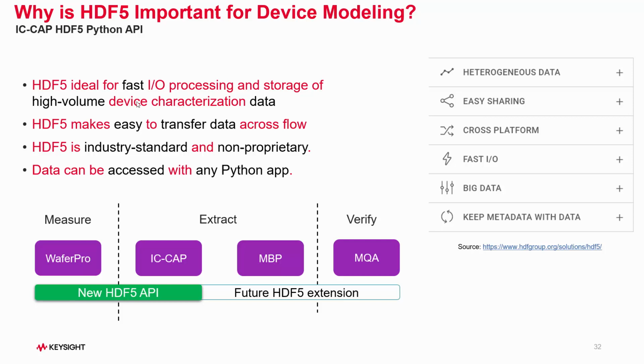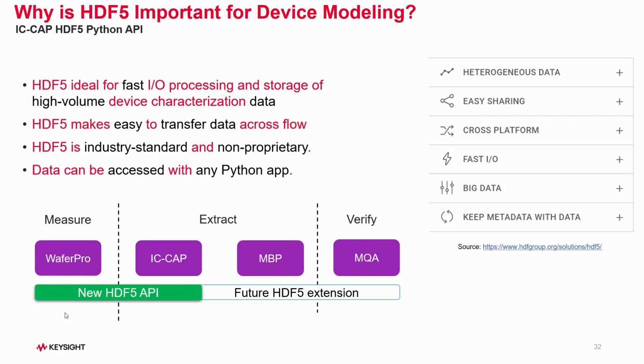Why HDF5 for device modeling? All these nice little icons here summarize it very nicely, but essentially it's ideal for fast I/O processing, storage, high volumes of data, aka device modeling data. HDF5 makes it easy to transfer across the flow to other tools. It's an open source, industry standard tool using the same rules of engagement, Python data structures and data libraries. It can handle multi-dimensional heterogeneous data, and you can keep the metadata with the data, which is nice, which defines how the data is stored.